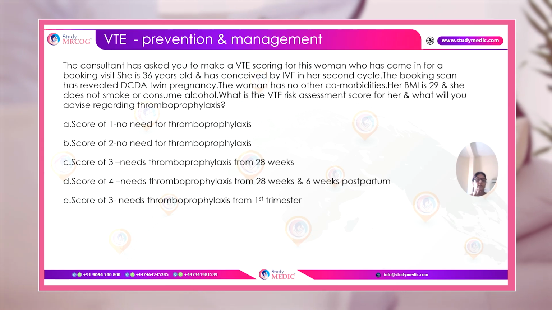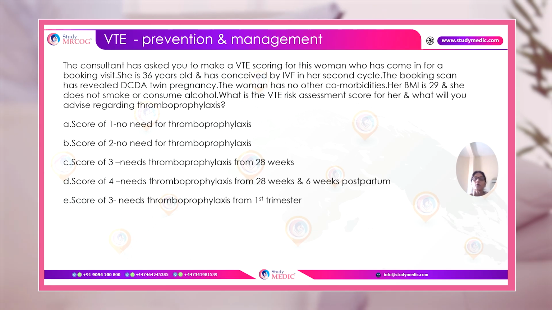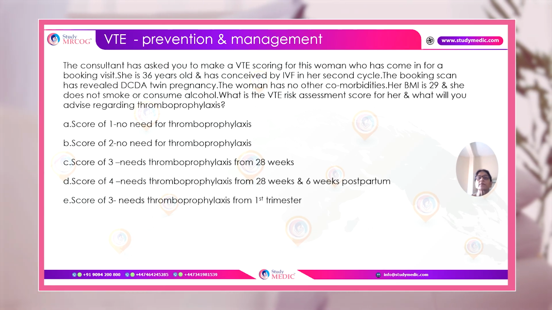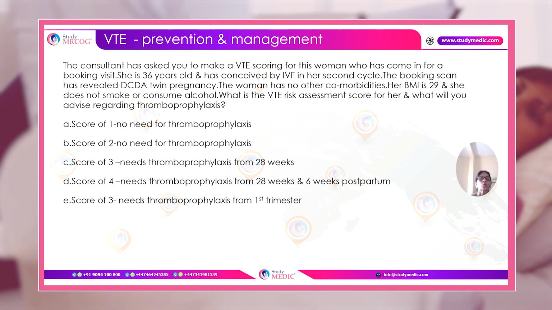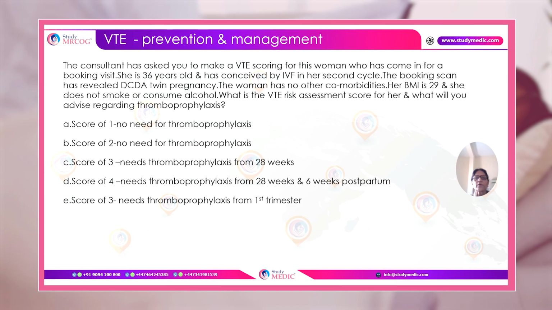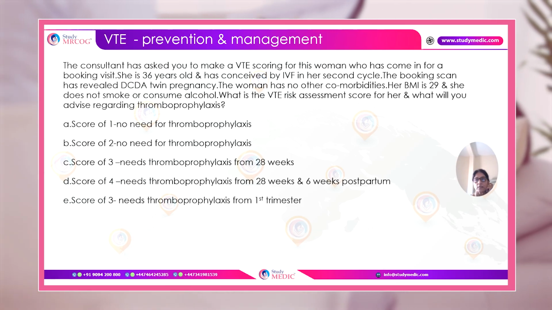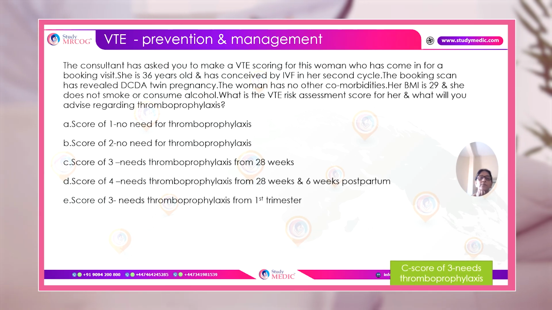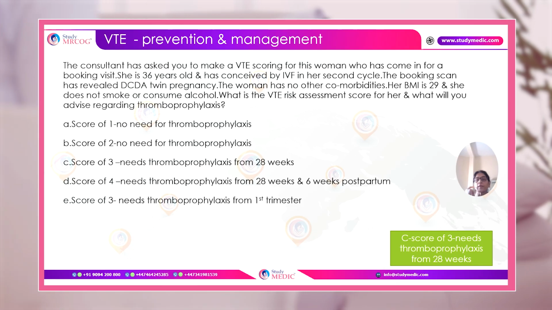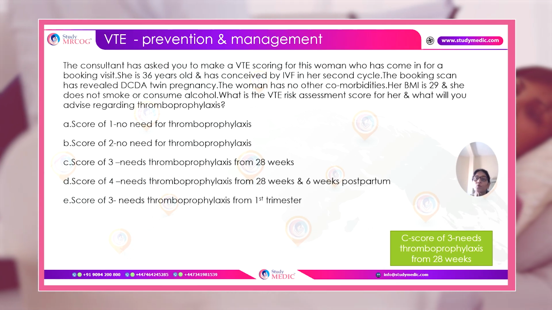The next important one is about venous thromboembolism. Here it's very important to know the score, how you are going to calculate the score. So I would advise you to pause the video, read the question very carefully and come to an answer. Here the answer is basically this woman has a score of 3 and she needs thromboprophylaxis from 28 weeks of pregnancy. So how did I come to this?